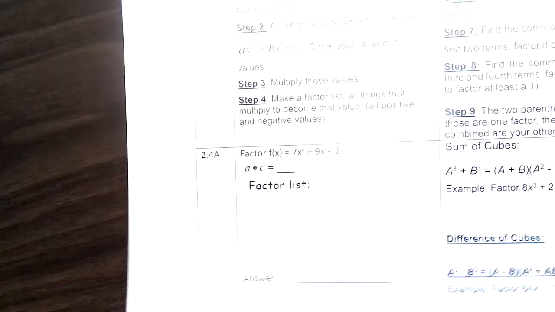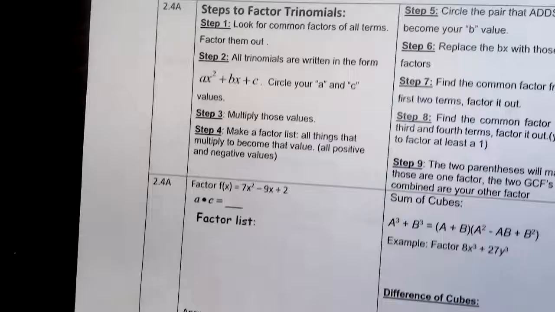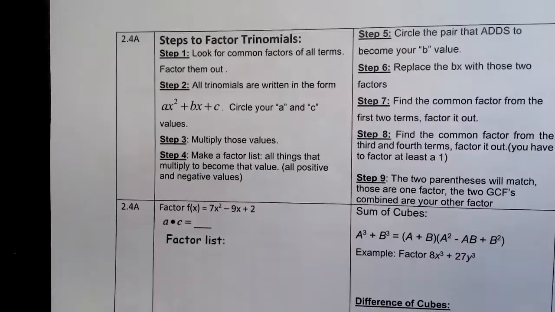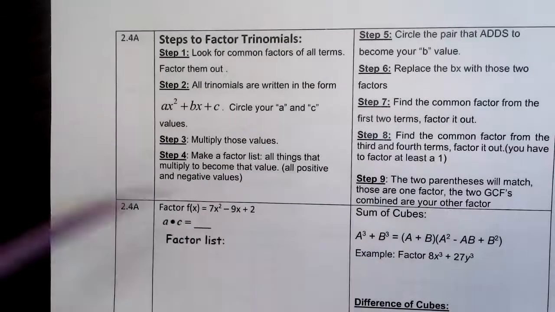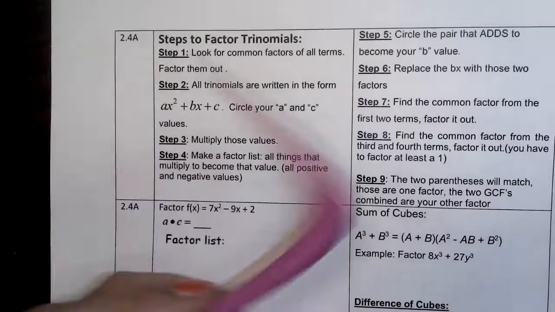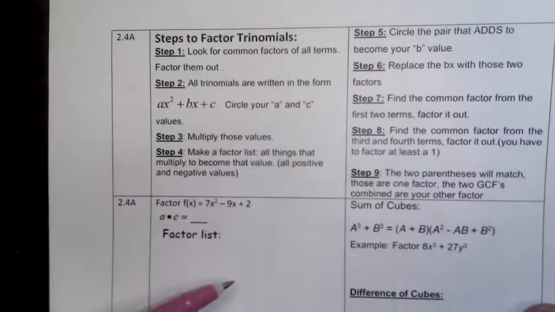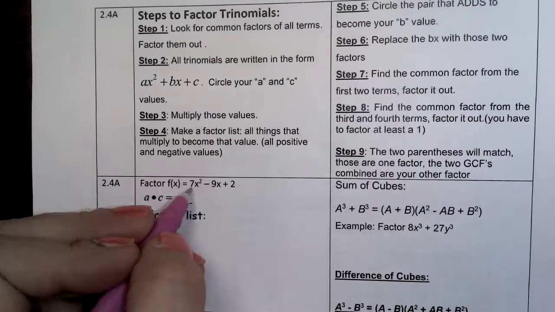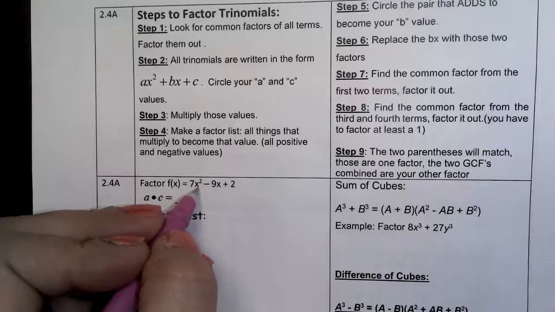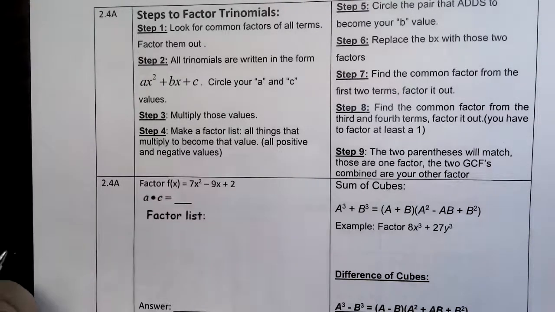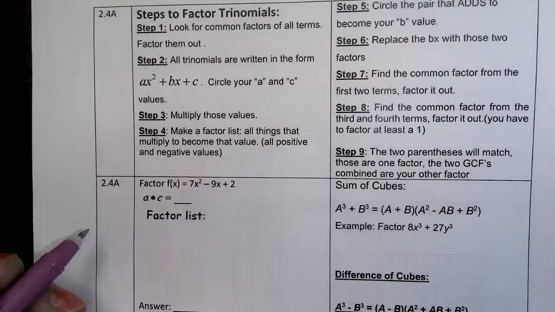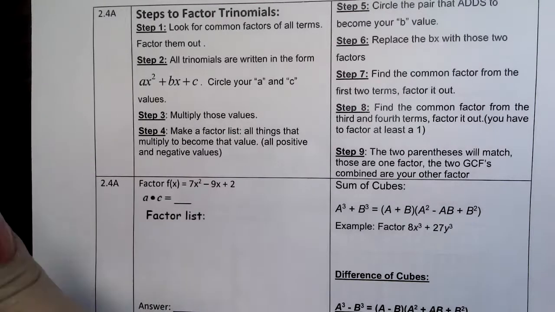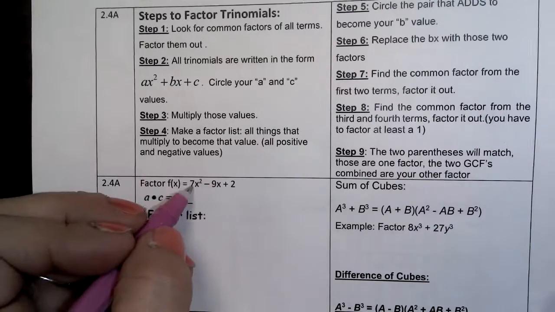Okay, so the last part is actually factoring trinomials. So there's 9 steps here. I'm not going to talk through them all right now. We're actually going to work a problem and we'll talk through them while we work the problem. Okay, so step 1 is look for greatest common factor. So 7x squared, negative 9x, and 2. Okay, they don't all have something in common, so I don't need to pull something out.